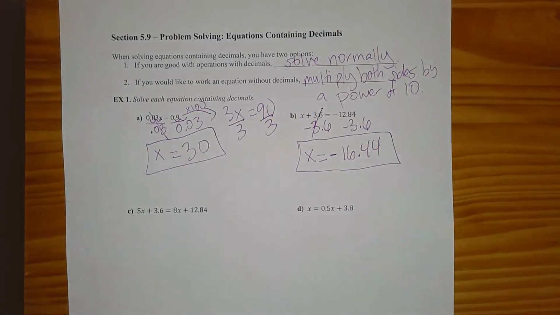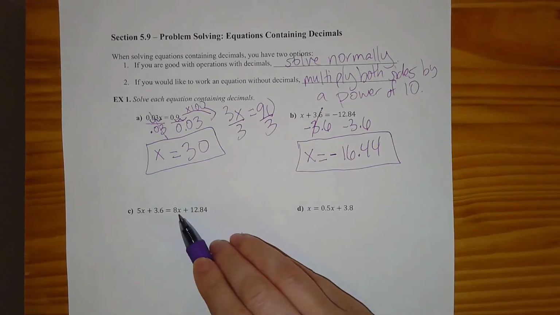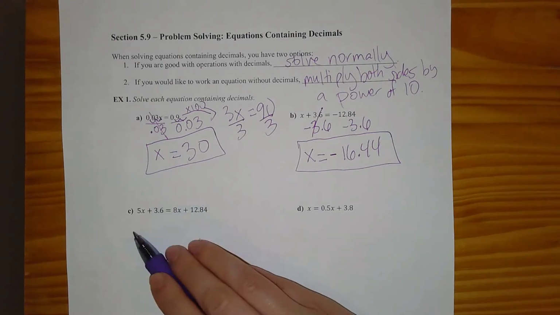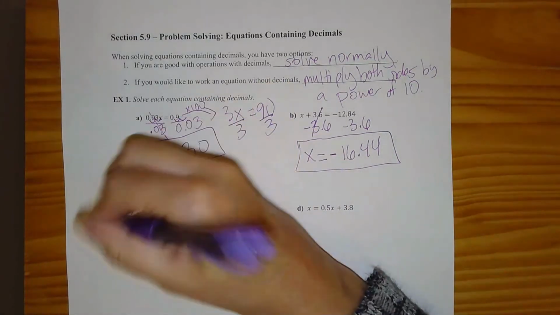Alright, let's do another one. In part C, I have 5x plus 3.6 is 8x plus 12.84. The first thing I like to do is get my variables together. So you could either subtract 5x from both sides to get all the x's on the right side, or you could subtract 8x from both sides to get them both on the left side. Doesn't really matter. How about I subtract 8x? We'll get them on the left side.